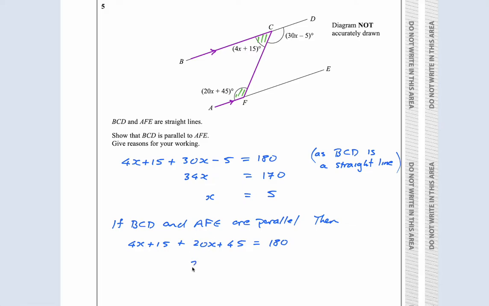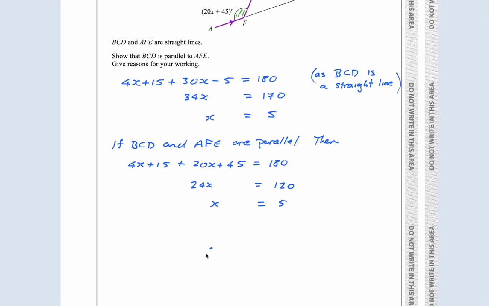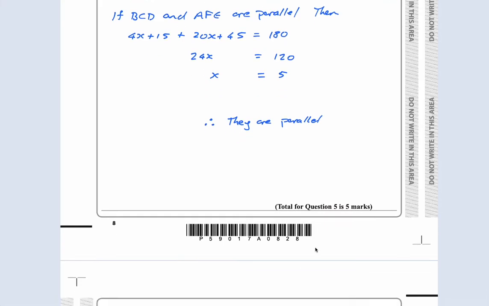Let's see. 24x equals, this is 15 plus 45 is 60, 180 minus 60 is 120. And then if 24x is 120, x equals 5. So that's correct. They are parallel. I'm just going to write, therefore, it's a fancy way of saying, therefore, they are parallel.